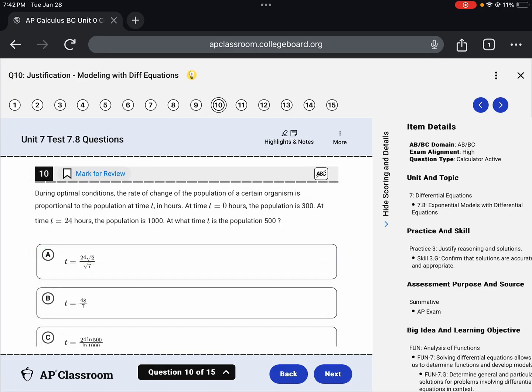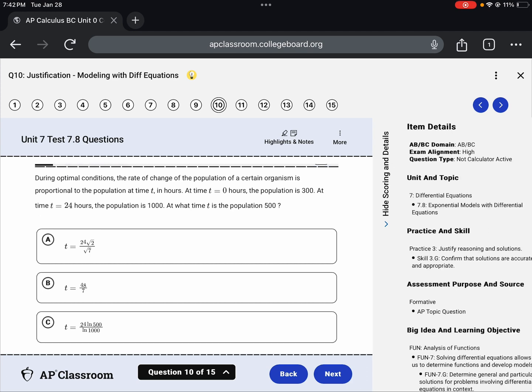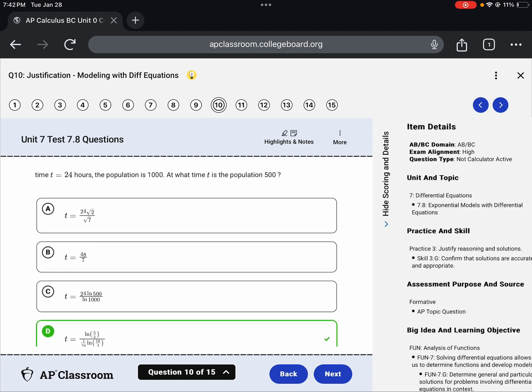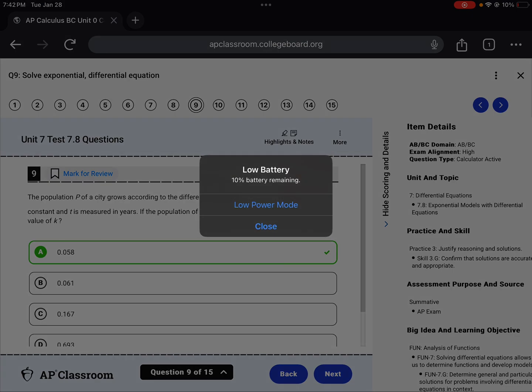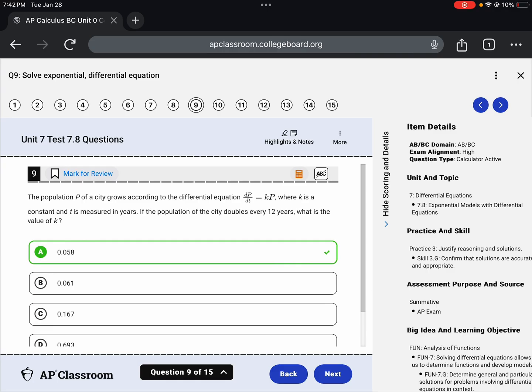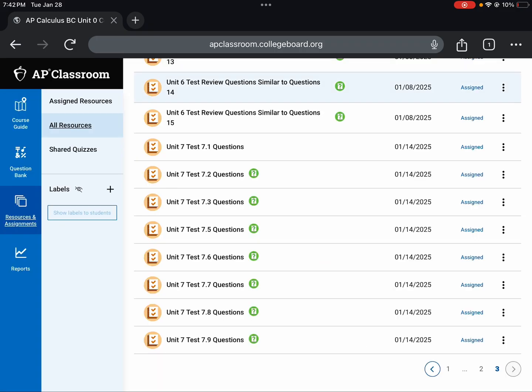Let's see. I think this one would also be a good one. Any of these where you're actually going to have to solve for t, I think that would be a good one to study. Solve for t or solve for, oh man, everything's dying right here. Hopefully you don't have to do much work on 7.8 questions, honestly.